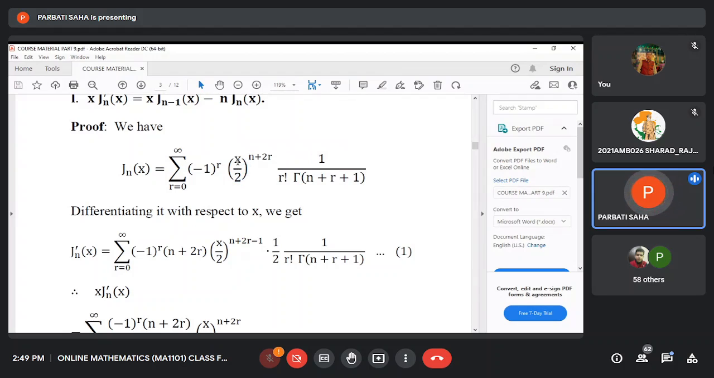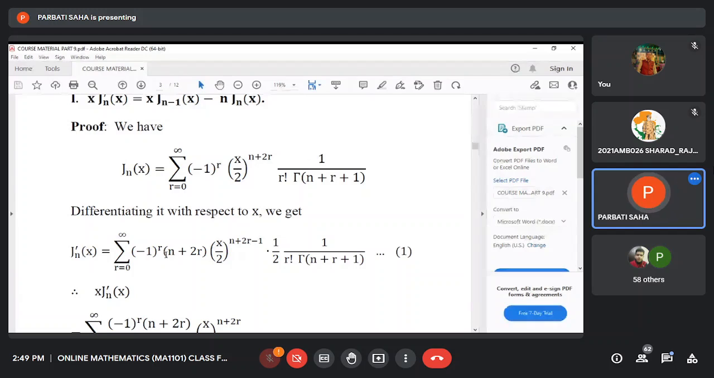So it should be (x/2)^(n+2r-1). If you differentiate x/2 with respect to x, there will be a constant half, but other terms remain unchanged because these are all constants. The (-1)^r term will remain unchanged. All these are constants. So J_n'(x) will be equal to this.